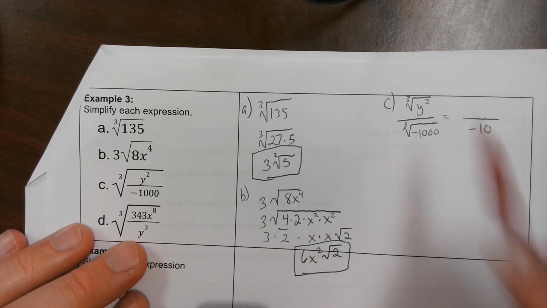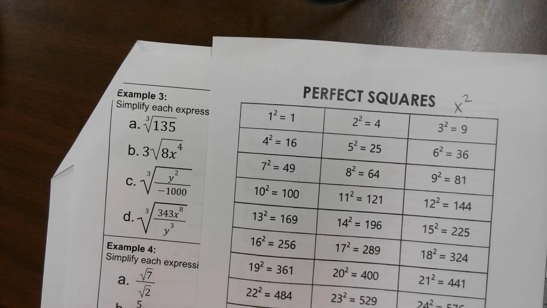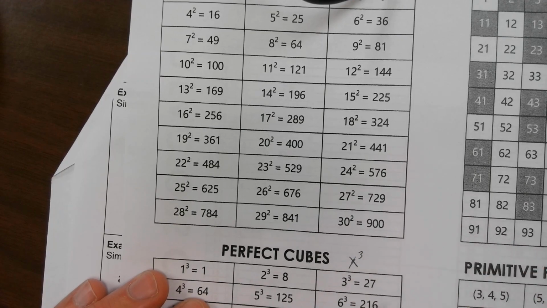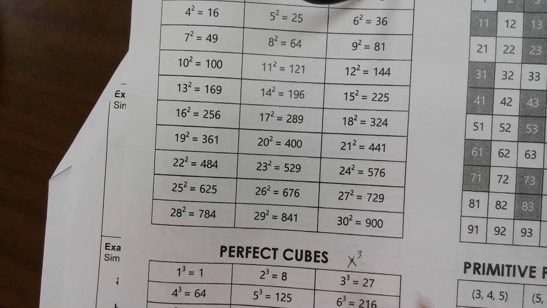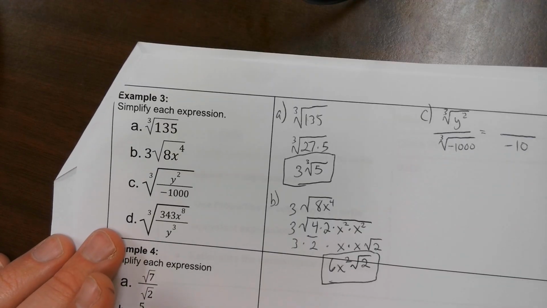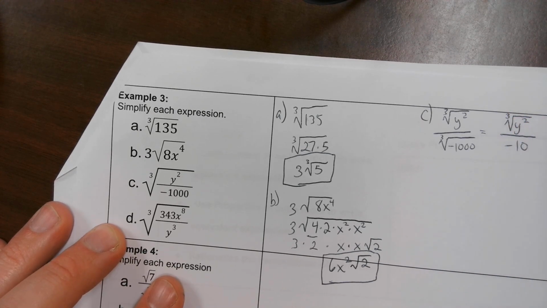So I solve the part that I know how to solve. This is y squared, and that's not on my perfect cube list. For perfect cubes, I would need y cubed, so I would need 3 variables multiplied together to be a perfect cube. This time I only have 2, which means I don't know how to solve it. There's nothing I can do to change it, so that just stays put.